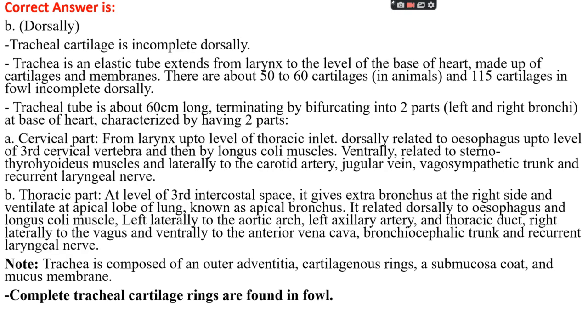is known as the apical bronchus. It is related dorsally to the esophagus and longus colli muscles, left laterally to the aortic arch, left axillary artery and thoracic duct, and right laterally to the vagus, and ventrally to the anterior vena cava, brachiocephalic trunk, and recurrent laryngeal nerves.